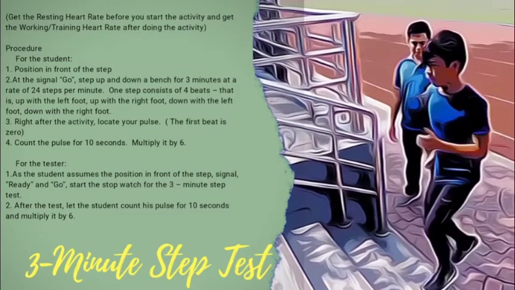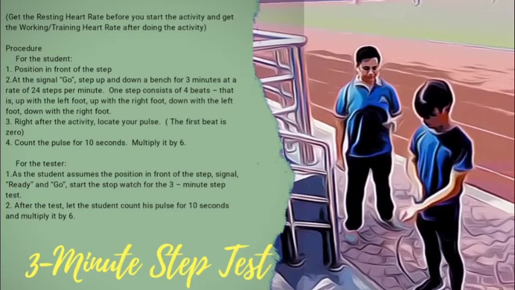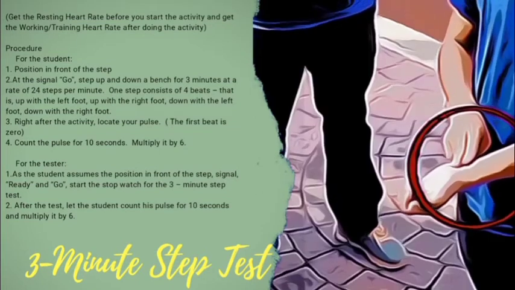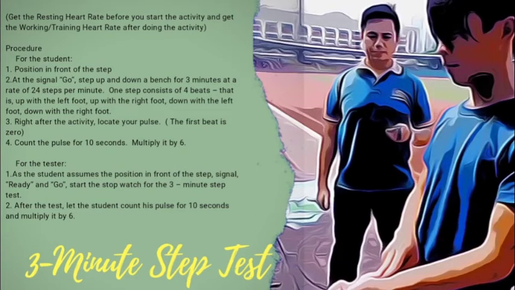After the test, allow the performer to locate his or her pulse in 5 seconds. Give the signal to count the pulse beat. Let the performer count his or her pulse beat for 10 seconds and multiply it by 6. Scoring. Record the 60-second heart rate after the activity.